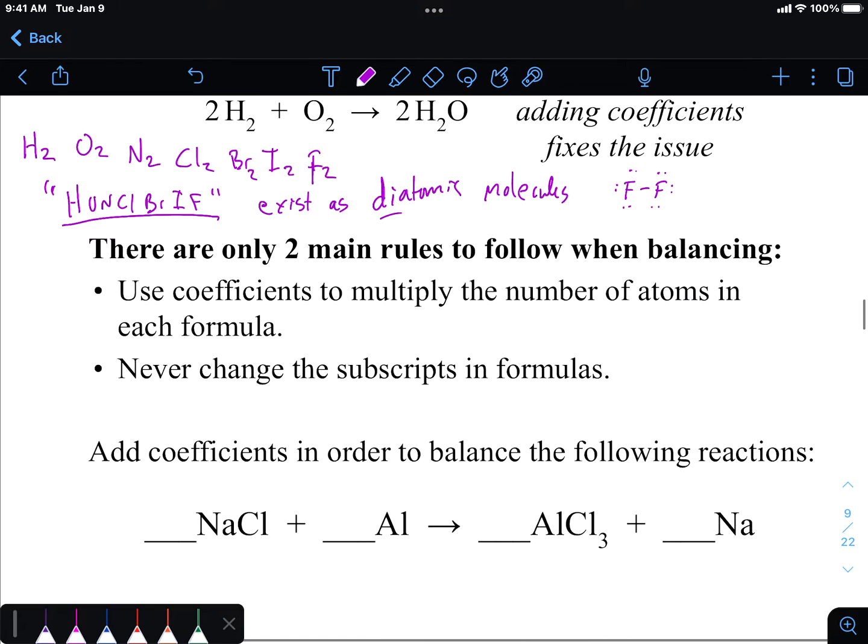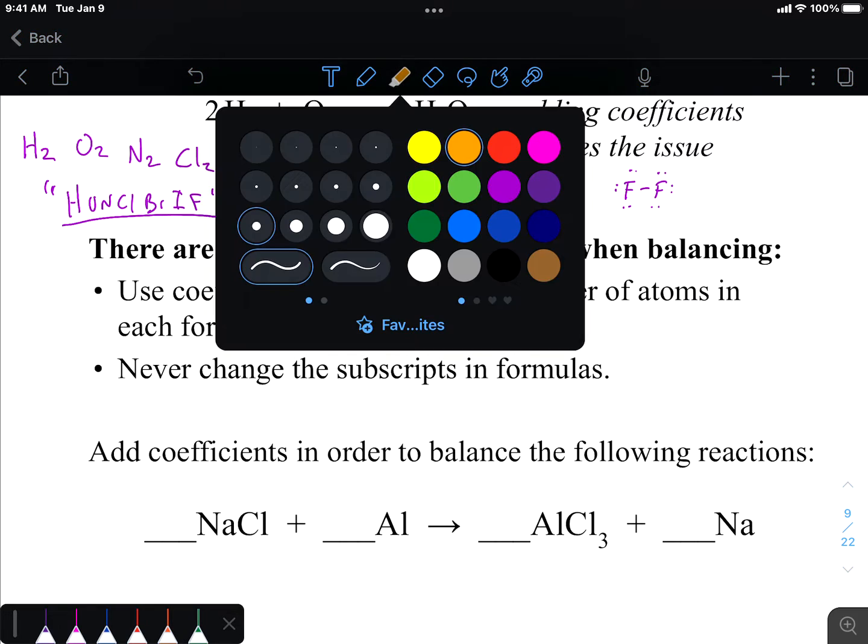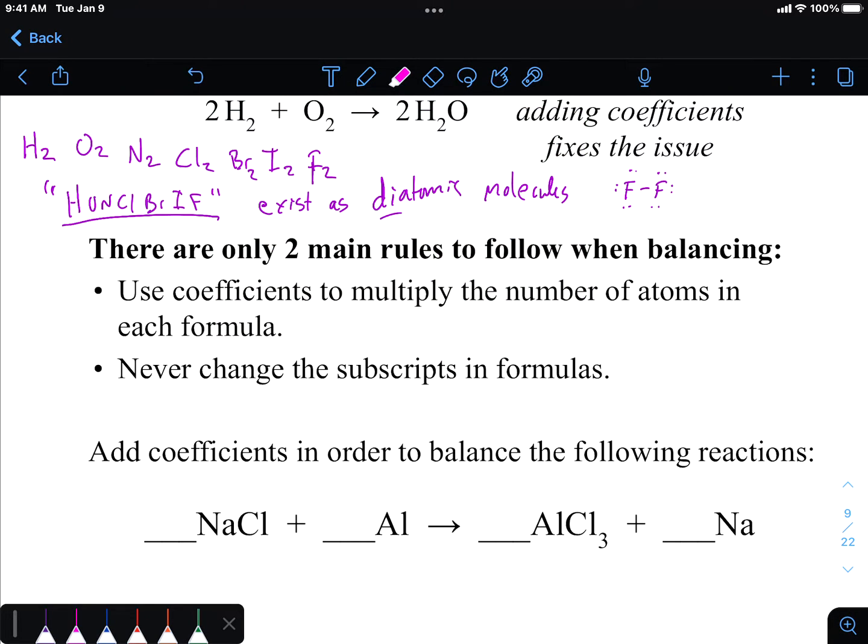There are 2 rules to follow when you're balancing equations, right? And they're important rules. There's only 2, but they're very important. You must use coefficients when you're multiplying the numbers of atoms. And when I say you must use coefficients, that means you will never change the subscripts in a formula. You can only change the number of things. You cannot change what the formula is.